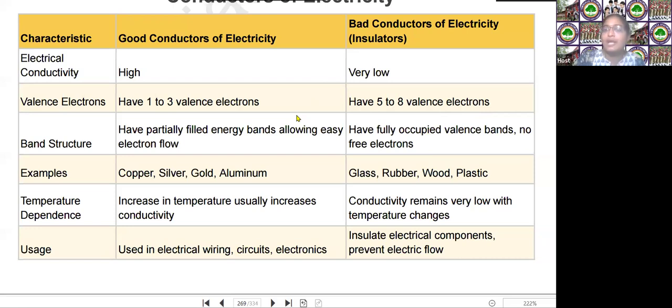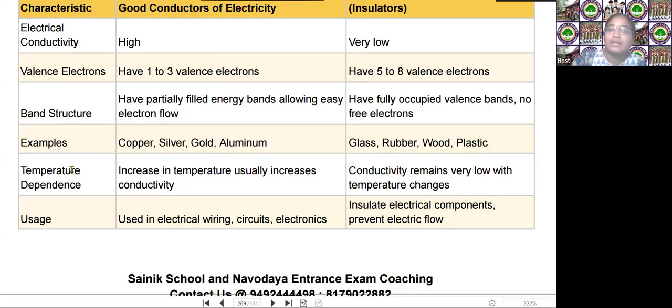That's why they allow conductivity. They allow the electricity to pass through. But the insulators oppose the electricity passing through because they have no free electrons and no partially filled bands. And now examples. The examples of conductors: copper, silver, gold, aluminium.